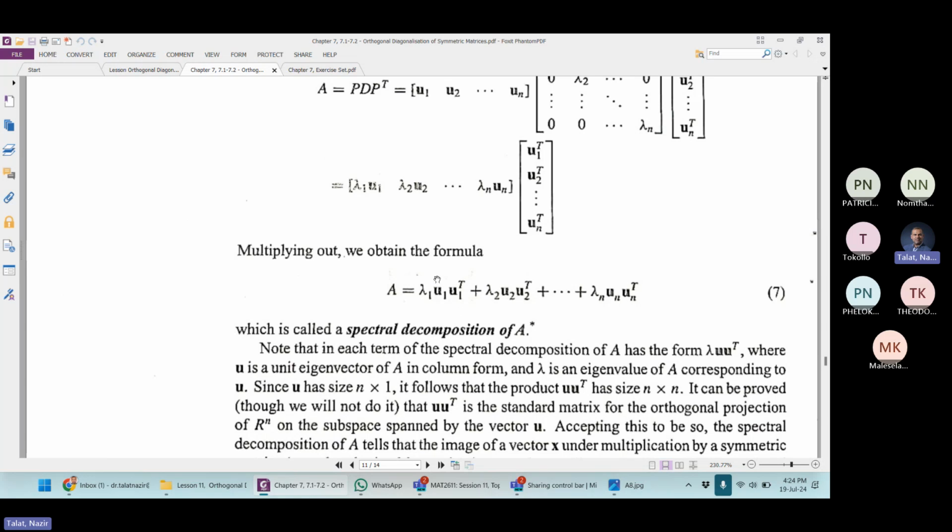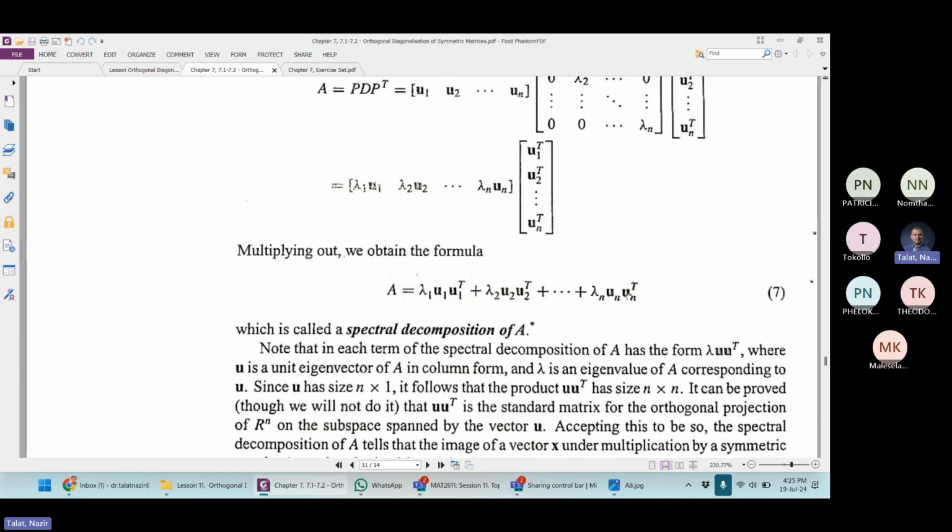Now use a vector. If you multiply a column vector with its transpose, the row vector, it will give you a square matrix with the same size as A. Like, if A is an n cross n matrix, then U1 times U1 transpose is also an n cross n matrix. U2 times U2 transpose is also an n cross n matrix. So up to UN times UN transpose also gives an n cross n matrix.